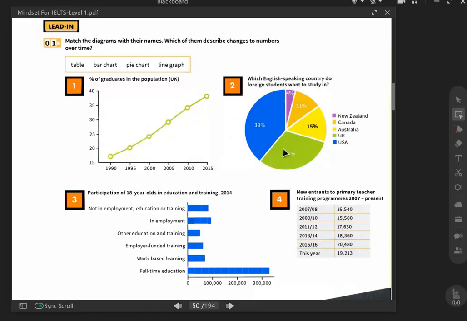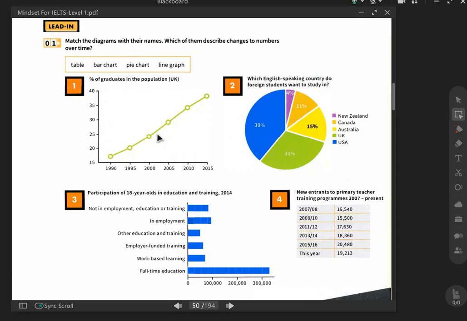Number two is pie chart. Very good. Three is bar chart. Very good. And the last one, that is table. Very good.